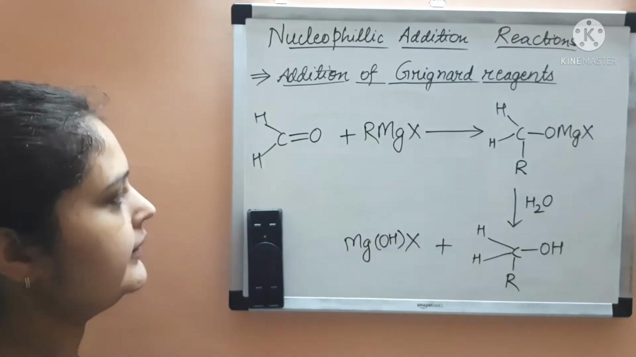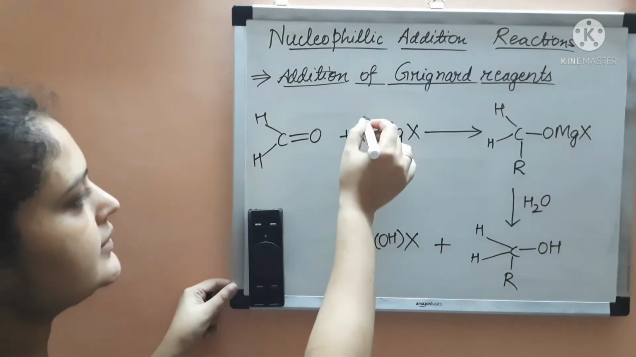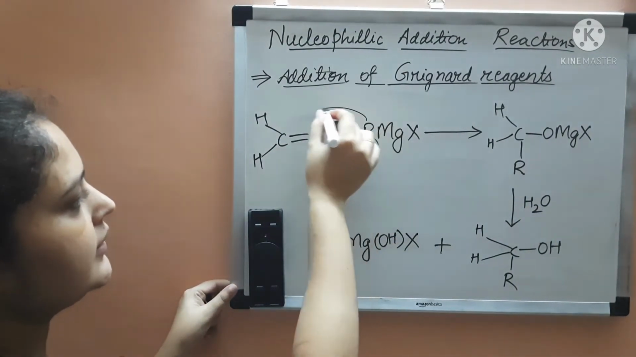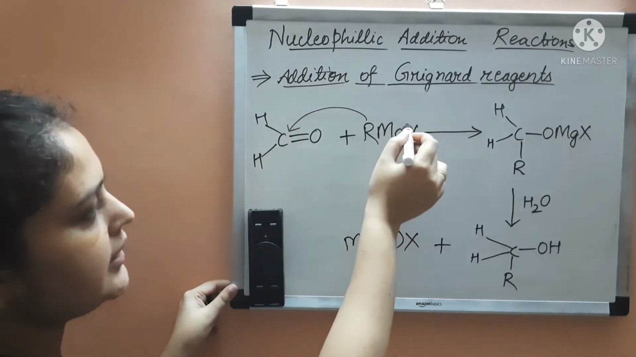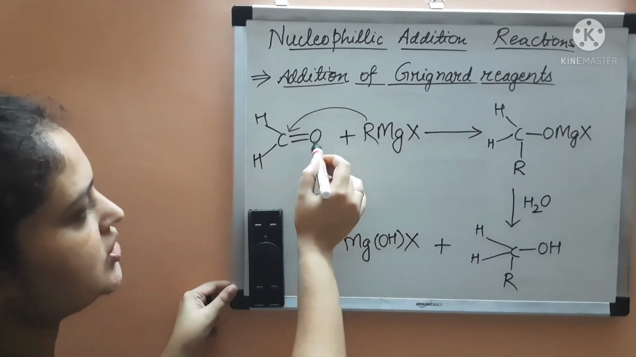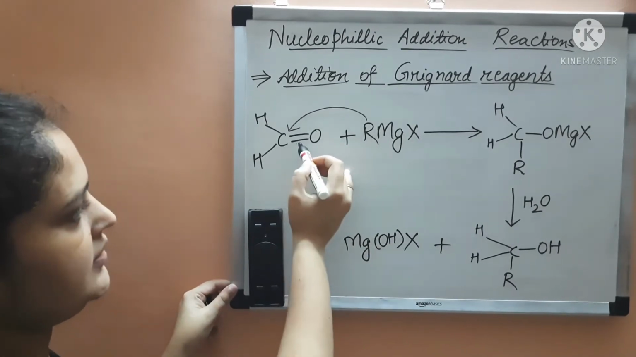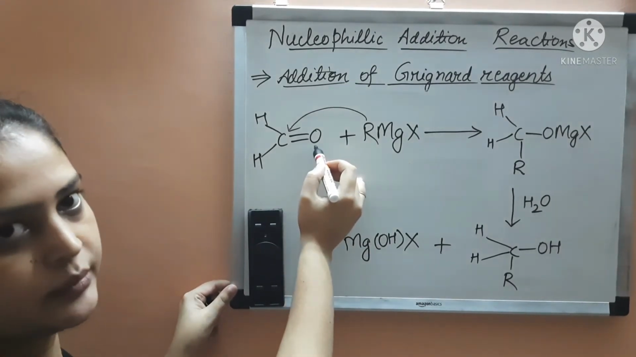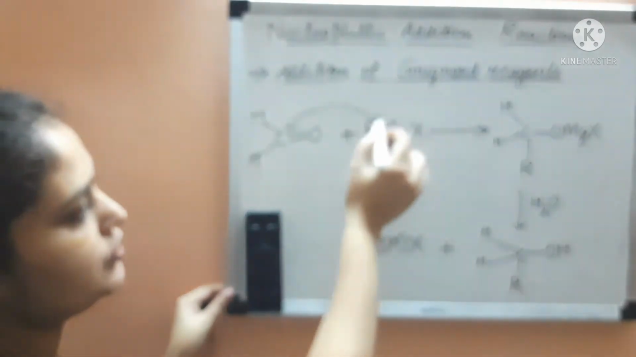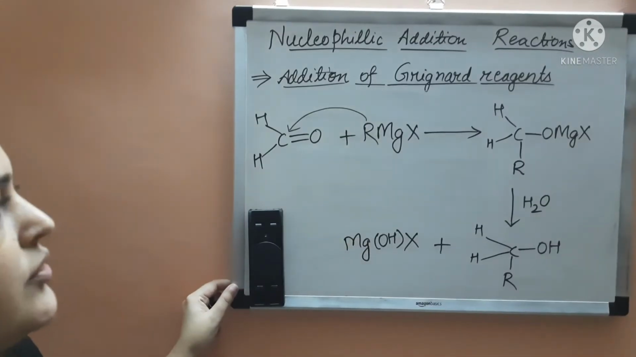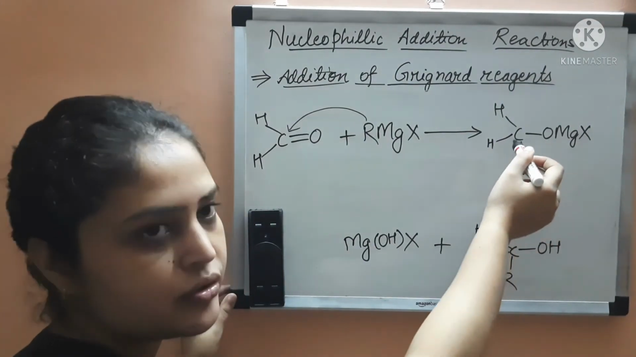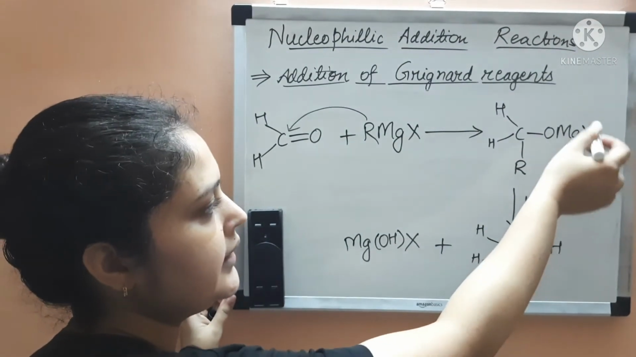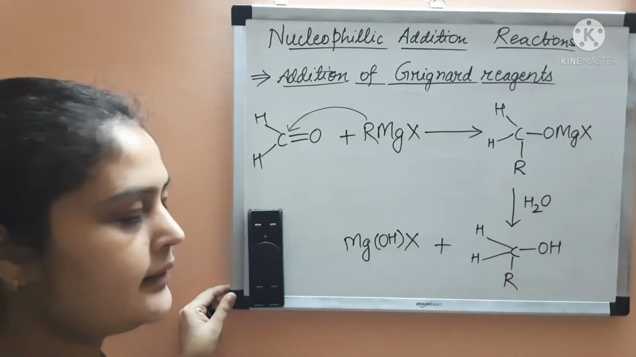So what will you get? You will get this adduct. How? Because this alkyl group is attacking on the carbonyl carbon, and this MgX will get attached to the oxygen atom, because this double bond shifts to oxygen atom to give it negative charge, and therefore the positive part will get attached to it, and you will get this adduct. Here R is attached to the carbonyl carbon and MgX is attached to oxygen atom.